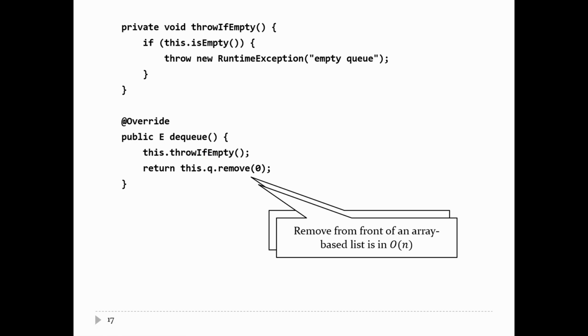If the queue is empty, we're going to throw an exception. Otherwise, remove the first element from the list. And here you see we're stuck. If we're using an array-based list, this is O(n) in complexity. To remove the first element from an array-based list, you have to shuffle all of the remaining elements forward in the array.